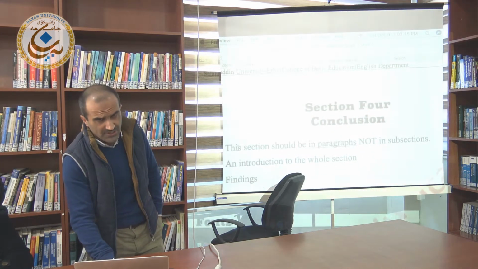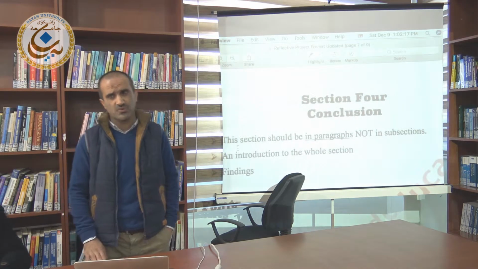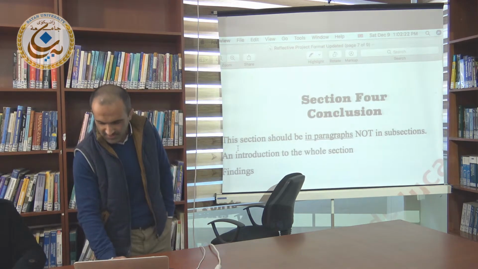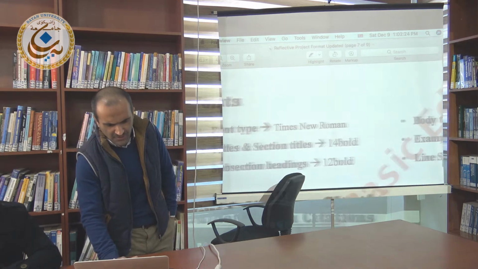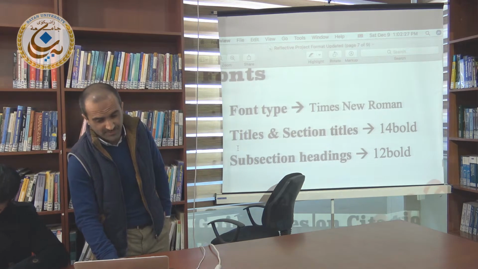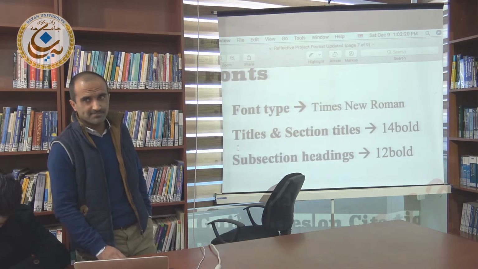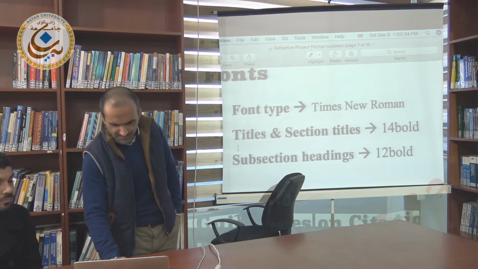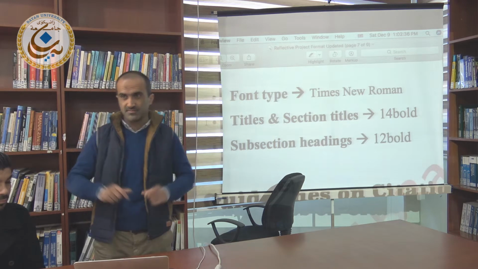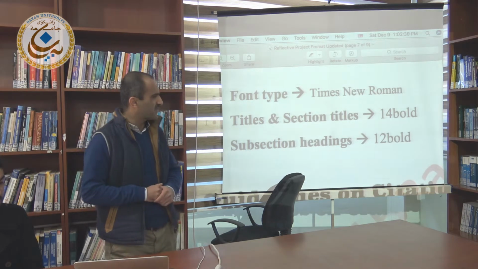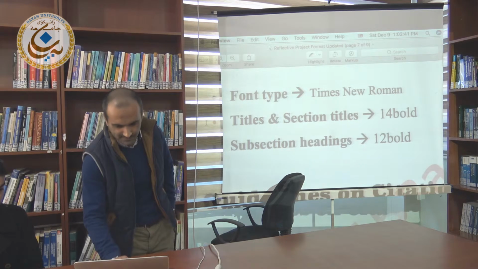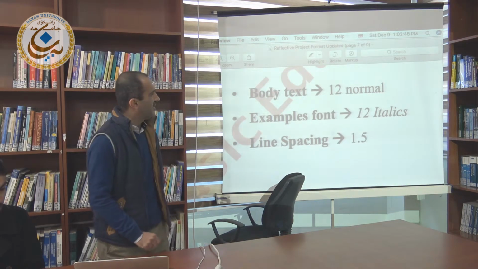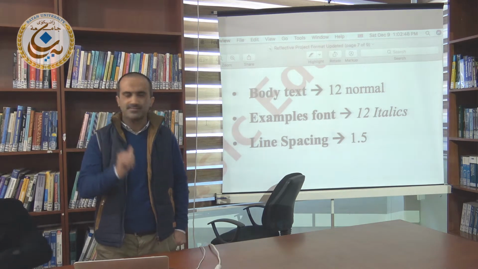Section 4 is a conclusion, and you can have some suggestions as well. Of course, in paragraphs. So the font I prefer, as an English department, is Times New Roman. The title and section titles should be 14 bold, and subsections are 12 bold, and the body text 12 is enough. Normal, it means not italic, not bold.